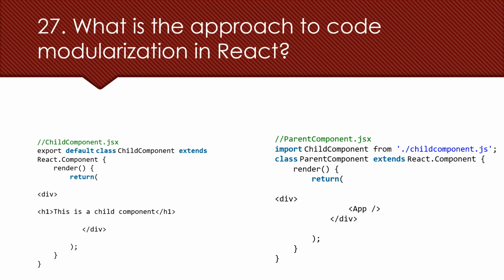Question number 27 is, what is the approach to code modularization in React? So these are the two approaches by which we can do code modularization in React. This is a child component and this is a parent component. We can import the child component inside the parent component like this: import ChildComponent from the ChildComponent.js file, and then we can provide it in the parent component itself and use it.